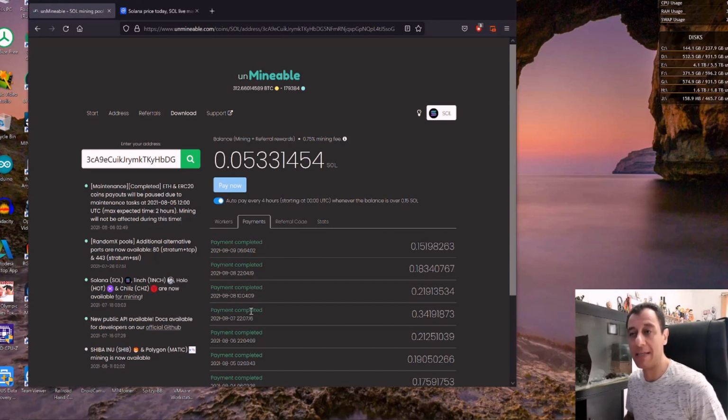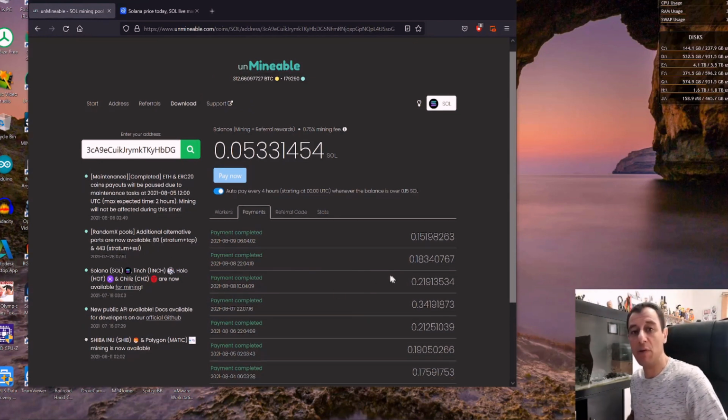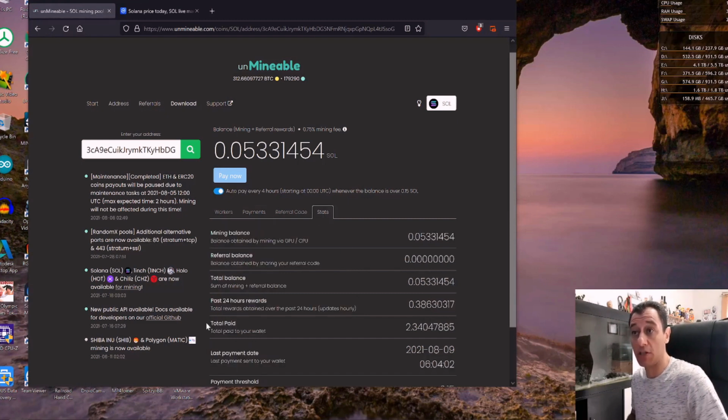It is, as I mentioned, a day and a half more due to the high temperatures, and I had to stop it. I am not going to include what I've currently mined here, so I'm just going to calculate what I've been paid out in, and basically we can easily see that by going to the stats tab and seeing what I was totally paid out. So total paid to your wallet was 2.34 Solana coins in roughly a week.